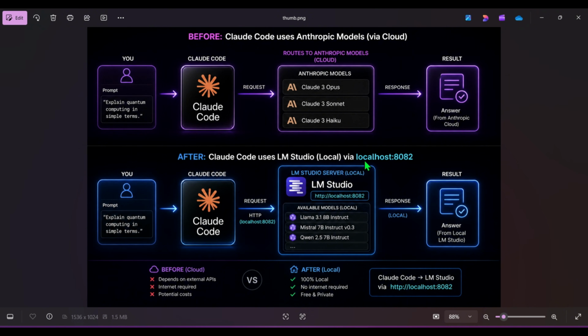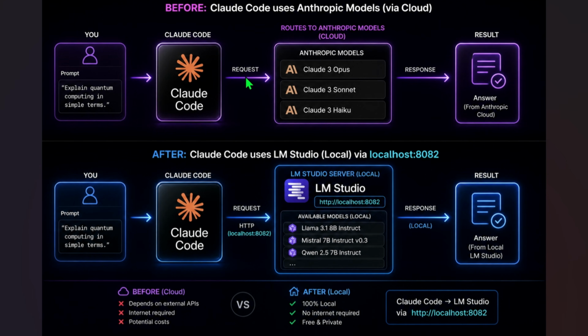But essentially what we have is this. If you use a normal Claude subscription, you get something like this: you have Claude Code, then you have the Anthropic models, and we get the response here. But now what we're doing is creating a local server using LM Studio, using the port 8082, where there are LLMs, and the service that I'm using is LM Studio.